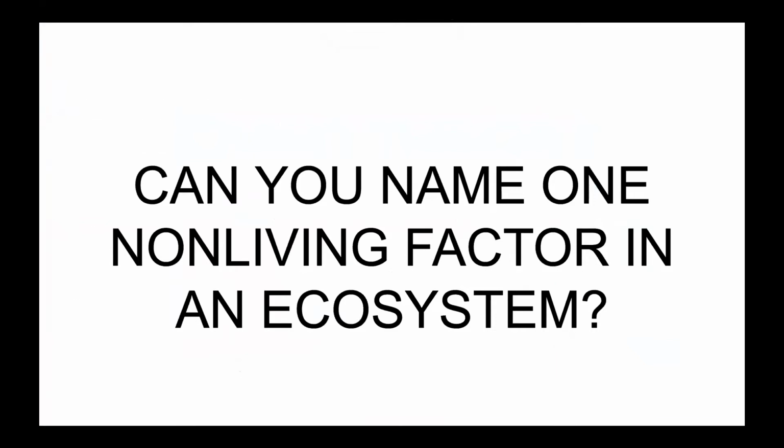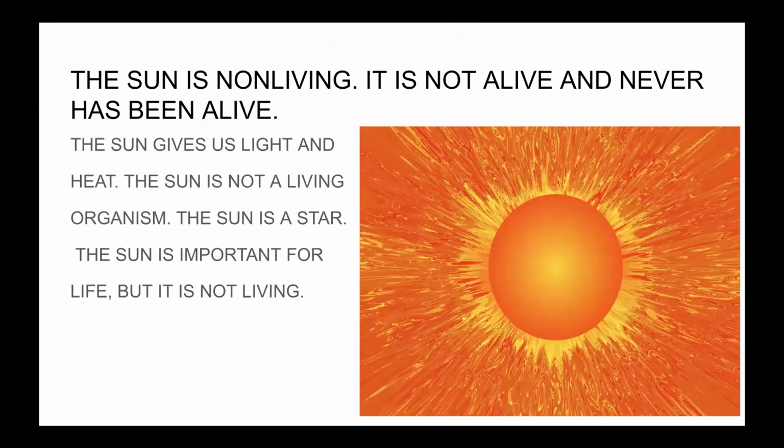If you said the sun, you would be right, because it is non-living, it's not alive, and has never been alive. It gives us light and heat. Plants need light to carry out photosynthesis. We need light and heat to be alive. If it wasn't for the sun, there would be no life on Earth, but it's not living itself. It's a star. It's important for life, but it's not living. So that's a non-living thing. Non-living things are said to be abiotic.